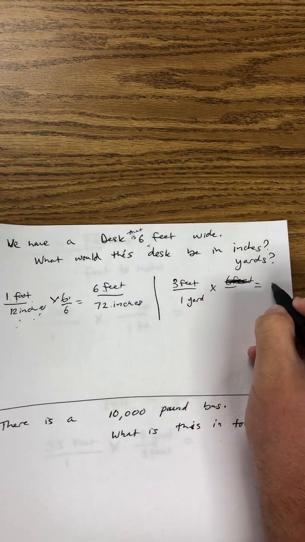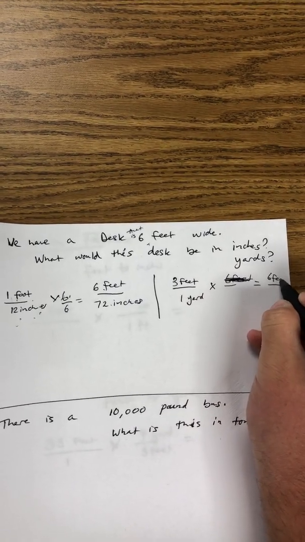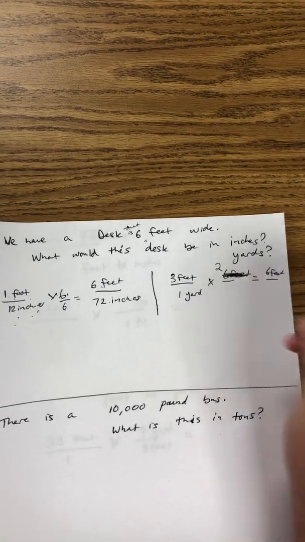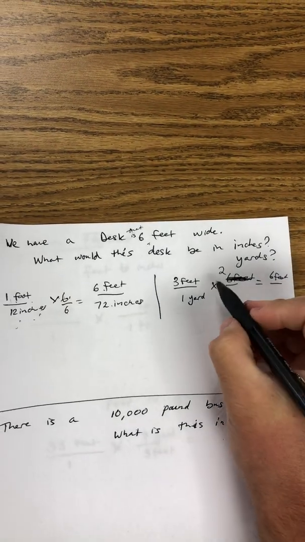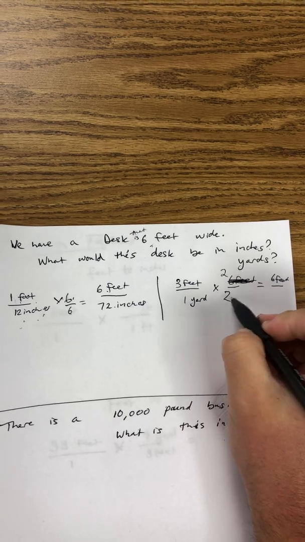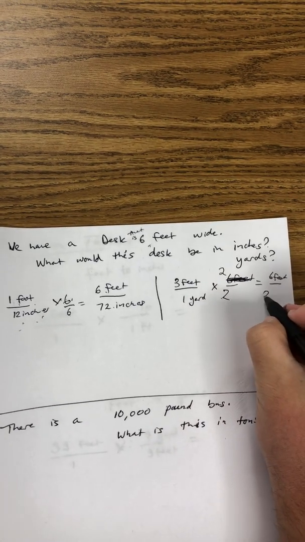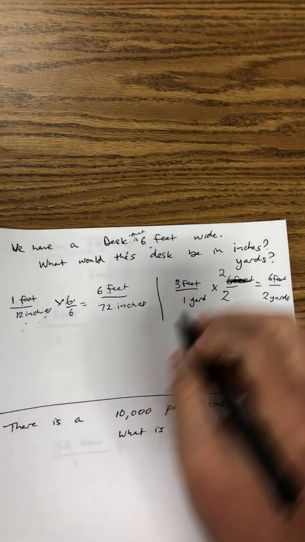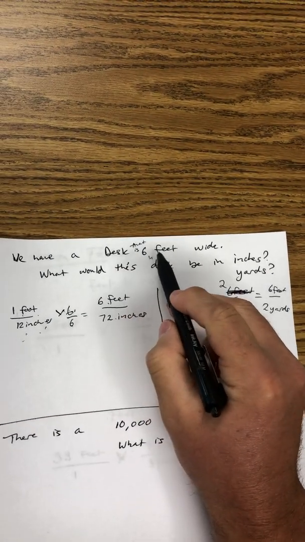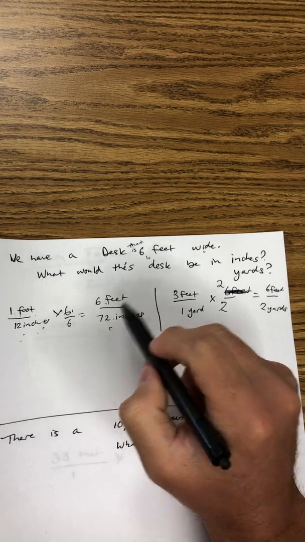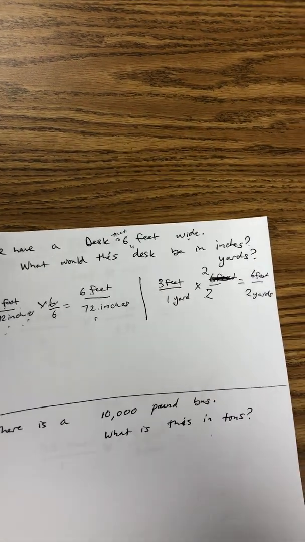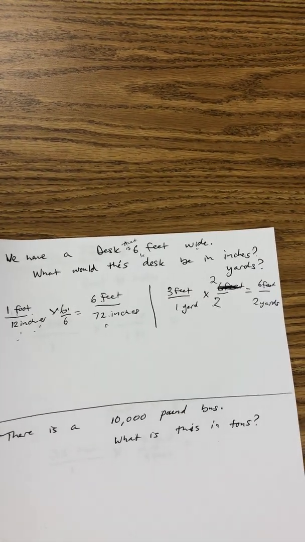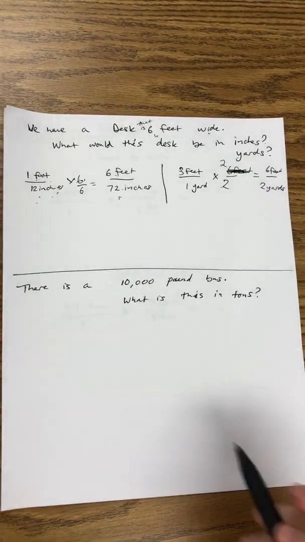What did I have to multiply to get to 6 feet? Well, I would have to multiply by 2. And I've got to do the same thing to top and bottom. So I multiply by 2, and I'd have 2 yards. 6 feet is equal to 2 yards. So this 6-foot desk could be 72 inches, or it could be 2 yards, depending on what you're converting it to. Let's try another one.